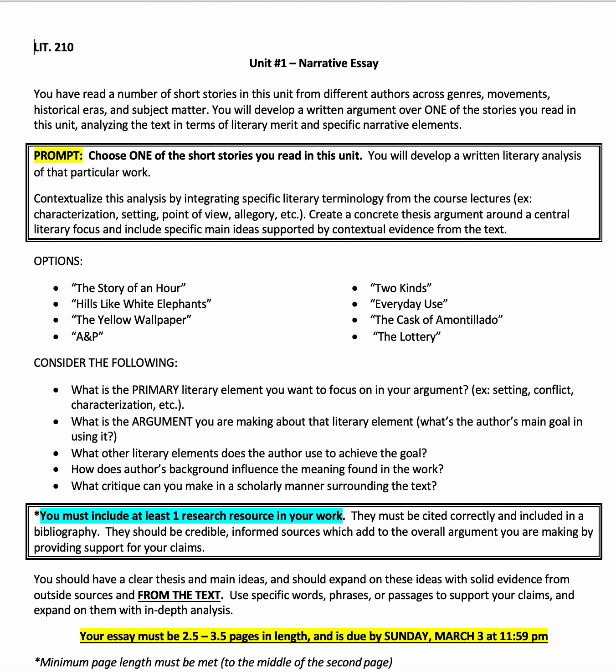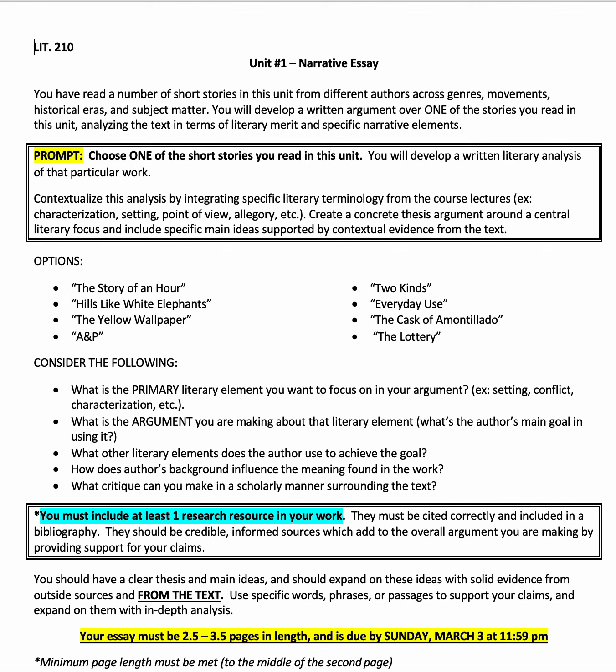If you wanted to talk about The Yellow Wallpaper, you could talk about the importance and symbolism of, say, the color yellow within the story. You could talk about the character development of the main character, who is a nameless character. You could talk about, in The Lottery, the symbols of the rocks and the tripod stool, all these kinds of things.